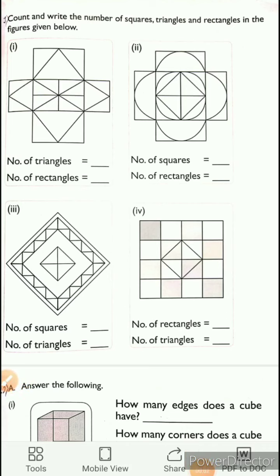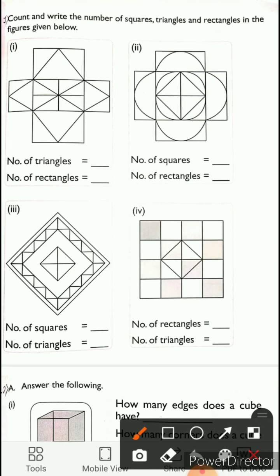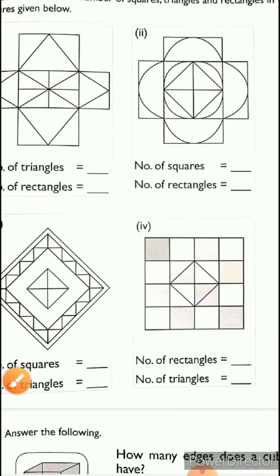So students, today in this session we will do some questions which are based on your chapter Shapes and Designs. Okay, so let's start from the first question. The question is: count and write the number of squares, triangles and rectangles in the figures given below. Here you have four figures, 1, 2, 3, 4, and you have to count the number of triangles, rectangles and squares in each figure. Okay, so let's start from the first figure.